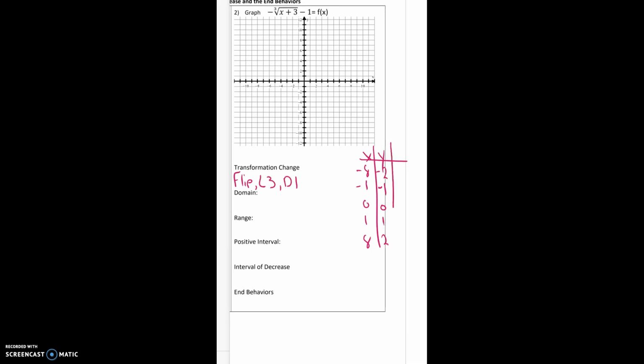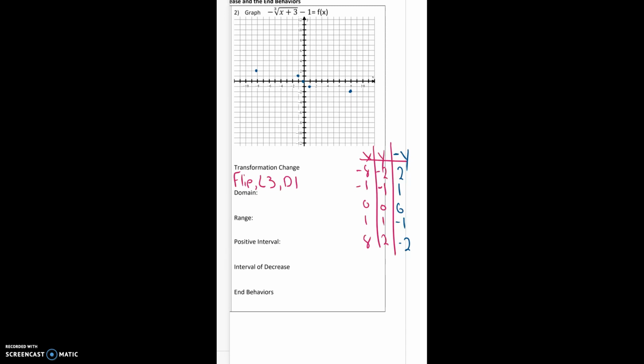So I'm going to, again, first apply my stretch compress, which doesn't happen, but a flip does. And so I will take the old y's and just take the opposite of them. So -2 becomes 2, then you get 1, 0, -1, and -2. So again, I'm going to do this in 2 steps. I'm going to graph these points first. So here is -8, 2, and then we've got -8, 1, 1, 0, 0, 1, -1, and 8, -2.